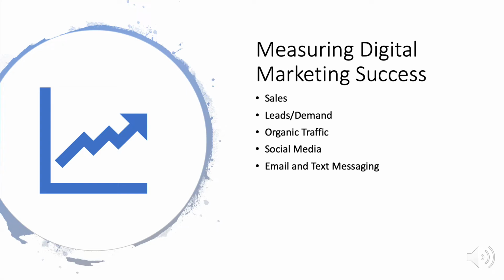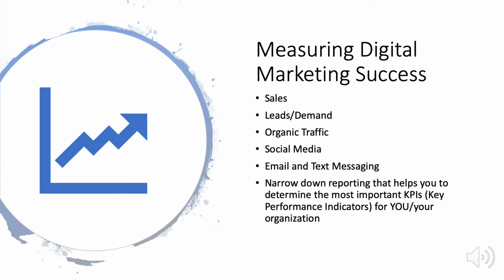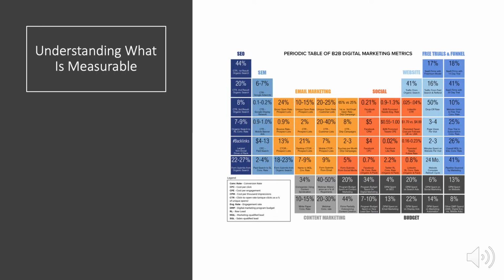As we'll cover in this lesson, there are a number of important metrics to track and guide your digital marketing campaigns for everything from brand awareness to sales and conversion. Depending on your particular business plan and marketing efforts, some metrics may be more important than others. Narrowing down your reporting to include the most relevant key performance indicators, or KPIs, will reflect what digital marketing success looks like for you. Let's go a bit deeper into what's measurable.